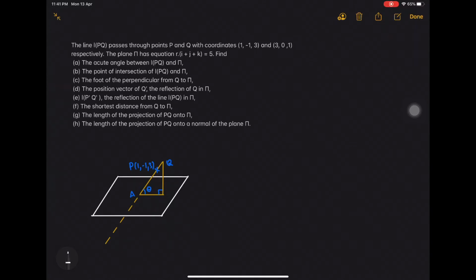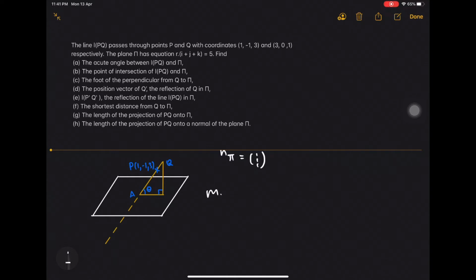To do that, the first thing is that we are given the equation of the plane, so we have the normal vector for the plane. The normal for the plane will be 1, 1, 1, ijk. And the next thing to do is to find the direction vector for the line PQ.